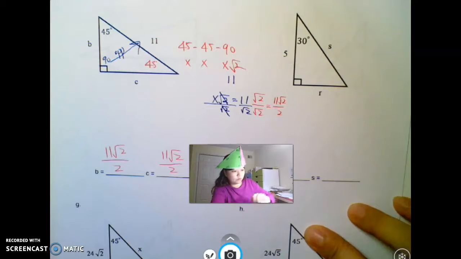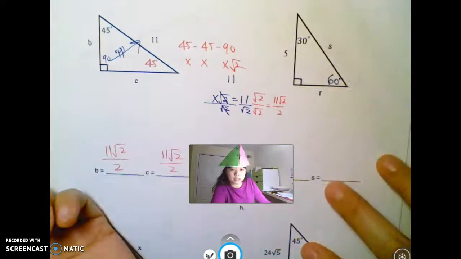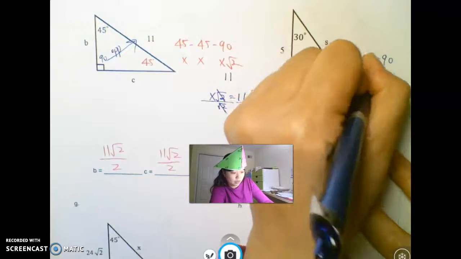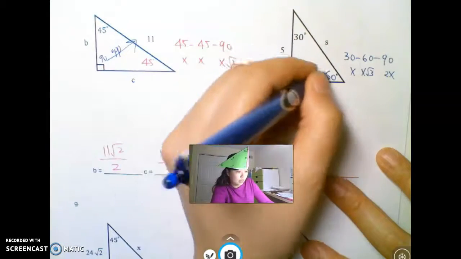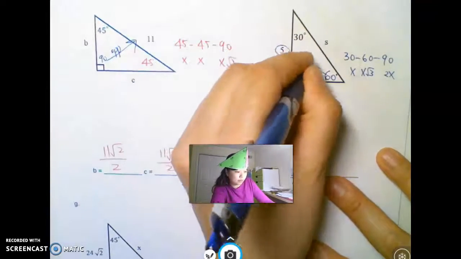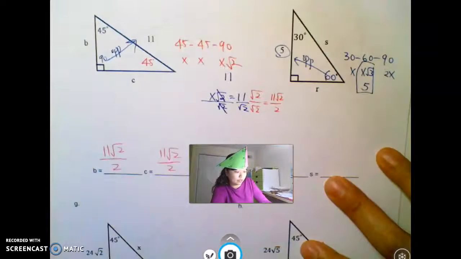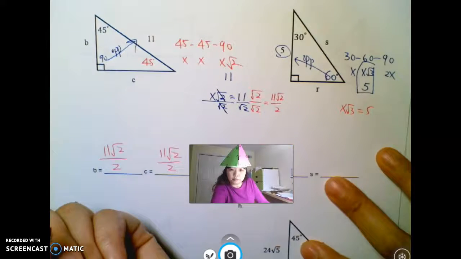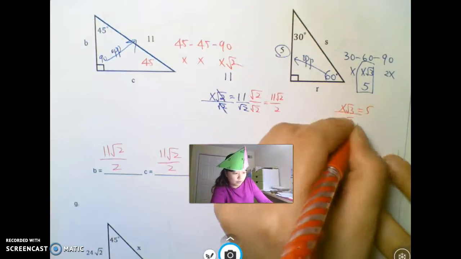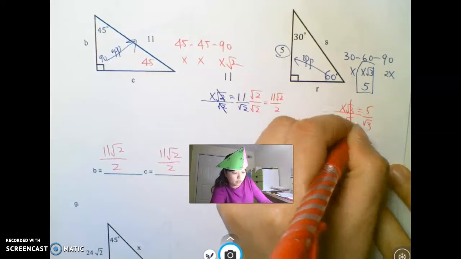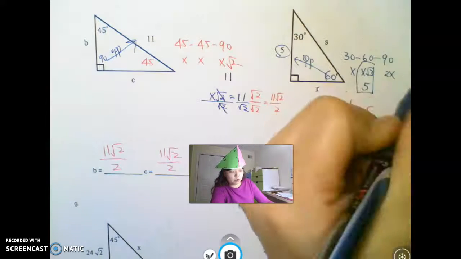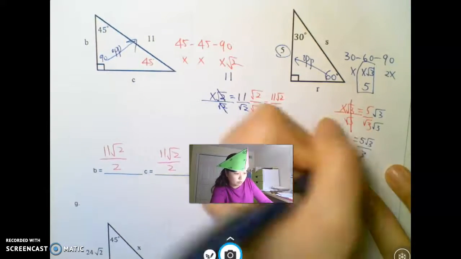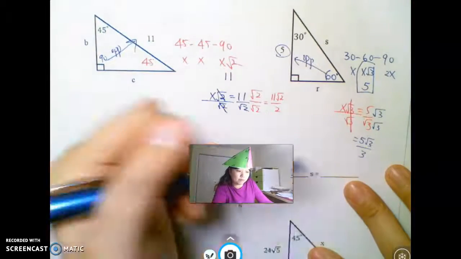Okay, let's try one more with 30, 60, 90. We have x root 3, 2x. Opposite of 60 is 5, right? So that is 5 right here. So yes, you should pause it right now instead of keep watching it. Divide by root 3, divide by root 3. And then, oh no, we have the radicals. 5 root 3 over 3. Now, you can't really simplify 5 over 3, so that's done.